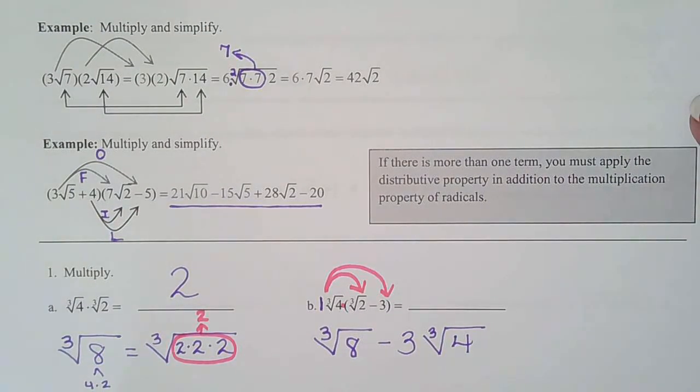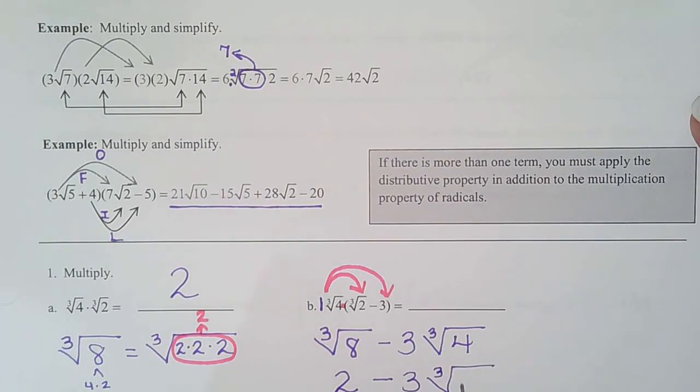So then I have to look for simplifying. 4 is 2 and 2. There's only 2 2's, not enough to get out of jail. But this we just discovered on the last problem is 2. So we would write our final answer as 2 minus 3 cube root 4.